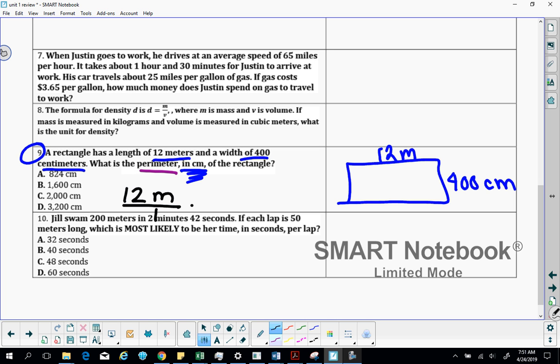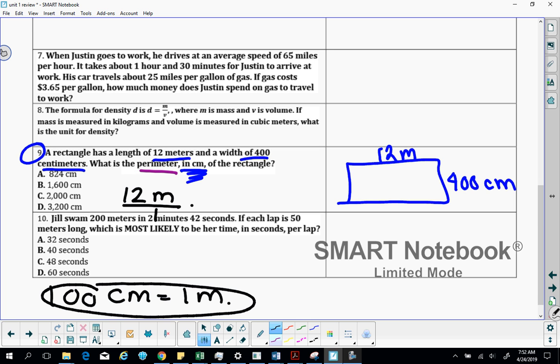How many centimeters are in a meter? What does centi mean? What is a century? How many years? 100. So how many centimeters are in 1 meter? 100. That's just something you need to know. I just remember century sounds like centimeters. They have the same centi means 100. So now remember, meters is at the top. Where's meters now? The bottom. So 1 meter equals 100 centimeters.